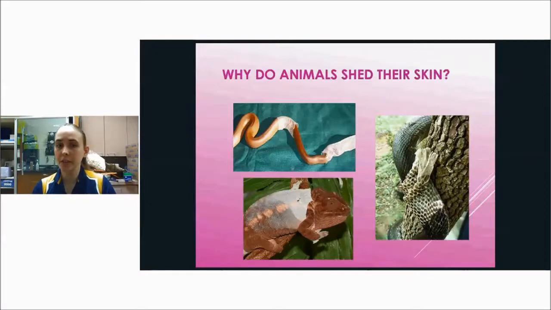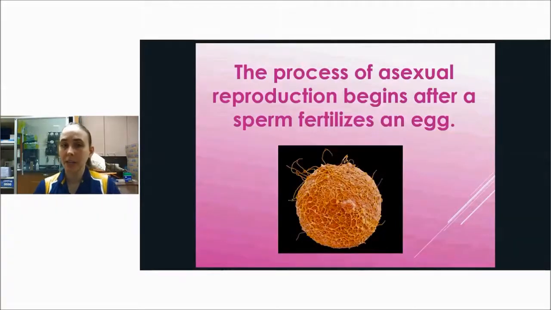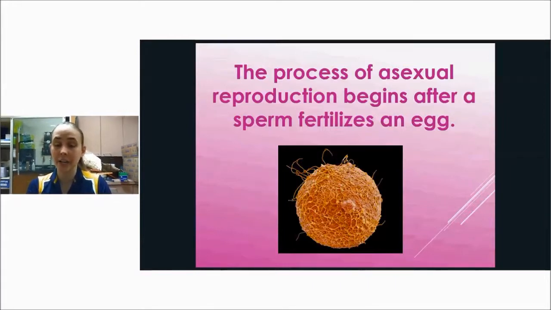Why do animals shed their skin? The process of asexual reproduction begins after the sperm fertilizes an egg. Okay, asexual reproduction means not sexual or non-sexual, and that is the process of mitosis, where an individual cell reproduces and makes two identical copies of itself. So that happens directly after the sperm fertilizes the egg.